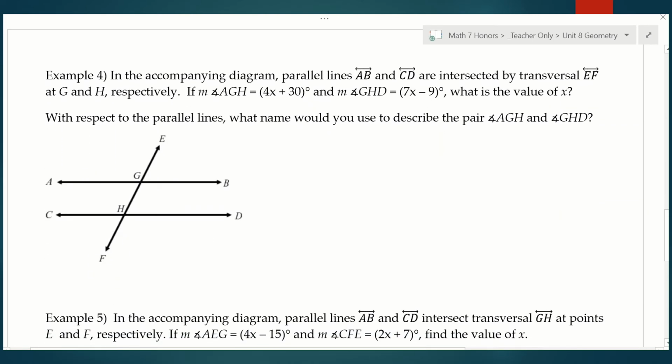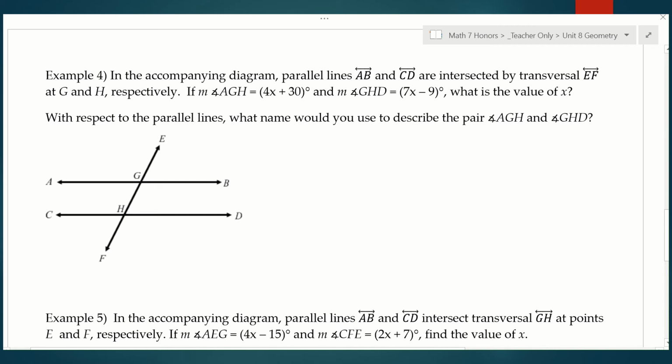All right, example 4. In the accompanying diagram, parallel lines AB and CD are intersected by transversal EF at G and H respectively. If the measure of angle AGH equals 4x plus 30 degrees, and the measure of angle GHD equals 7x minus 9 degrees, what is the value of x?